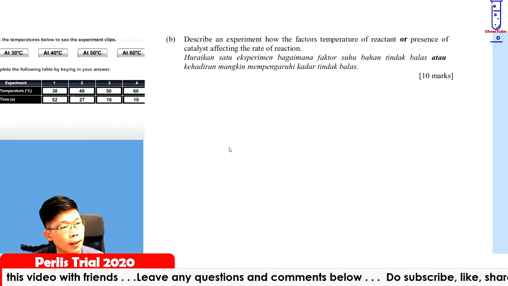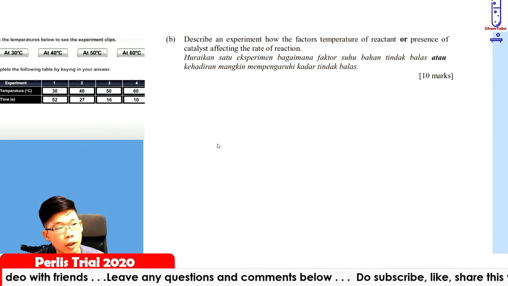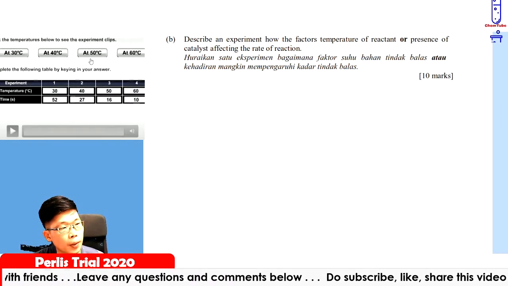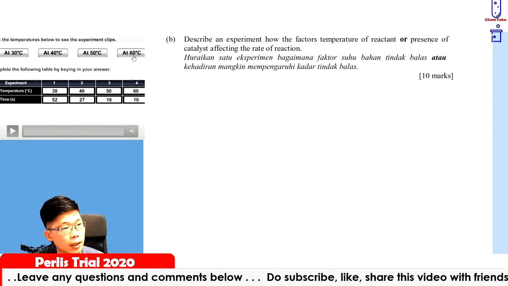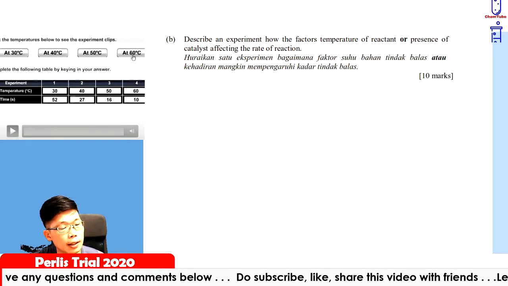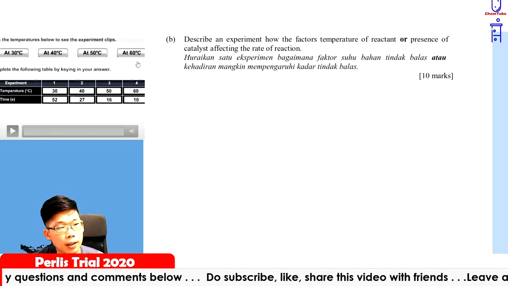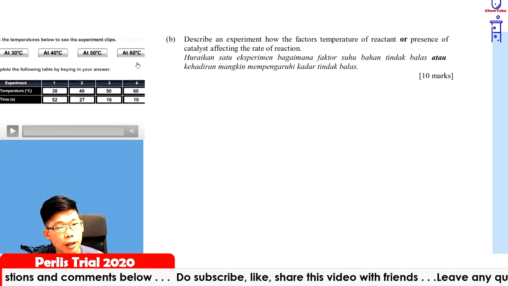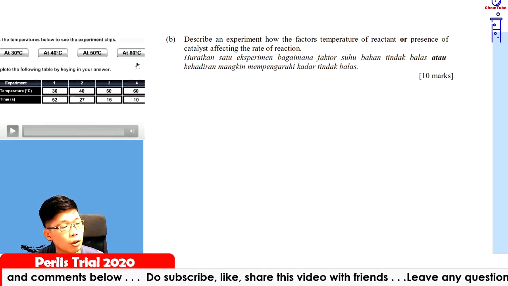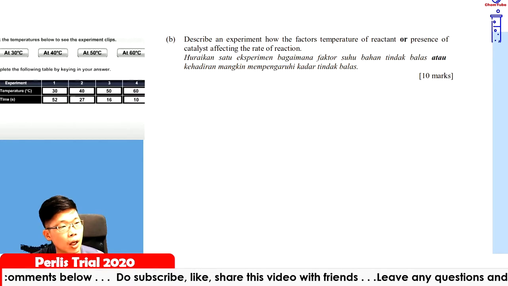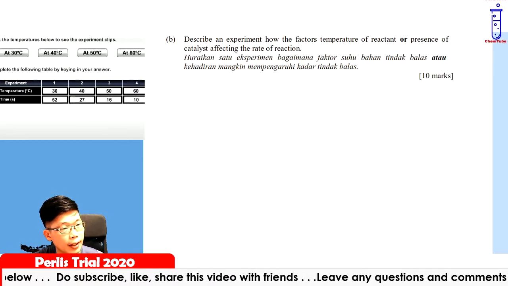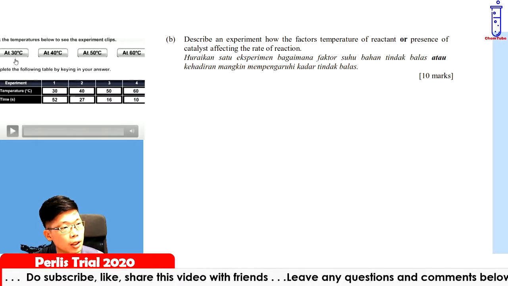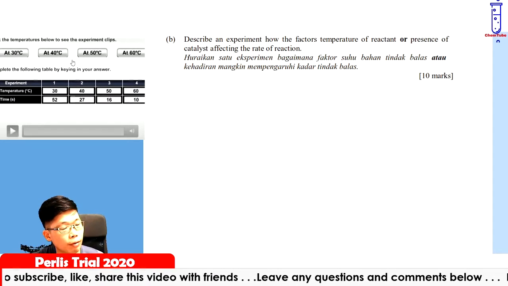But in the lab, normally we do not use the temperature up to 60 degrees Celsius, because at 60 degrees Celsius the X mark can disappear very fast. So normally we will use a difference of 5 degrees Celsius. So 30, 35, 40, 45, and then 50.